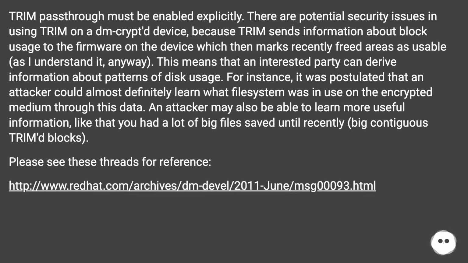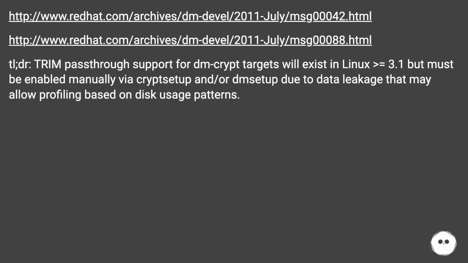Please see these threads for reference. This URL. This URL. This URL. TLDR: trim pass-through support for Dm-Crypt targets will exist in Linux greater than or equal to 3.1, but must be enabled manually via cryptsetup and/or dmsetup due to data leakage that may allow profiling based on disk usage patterns.